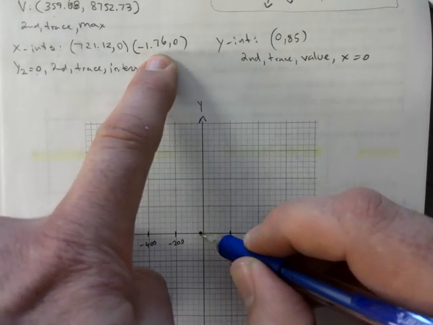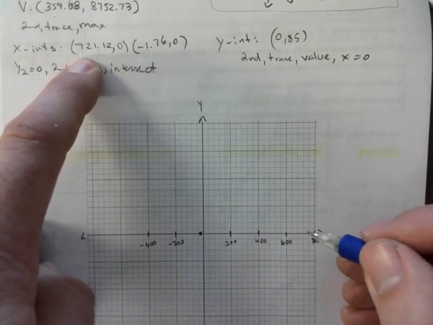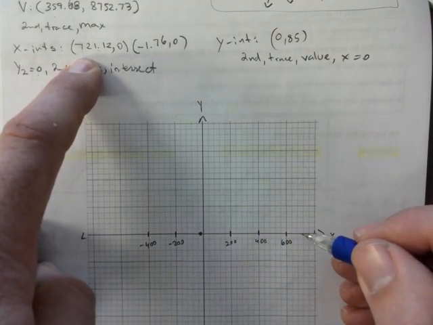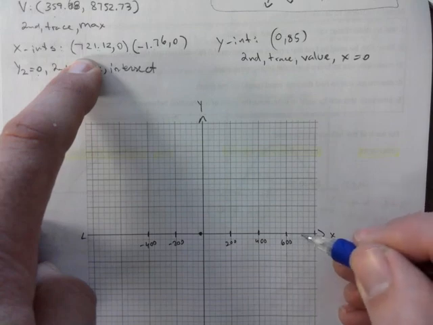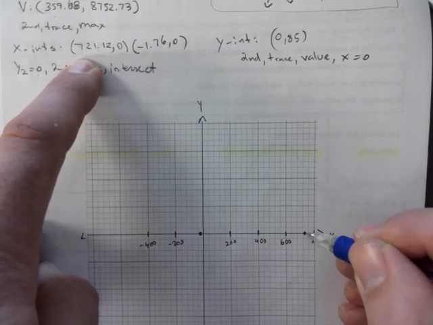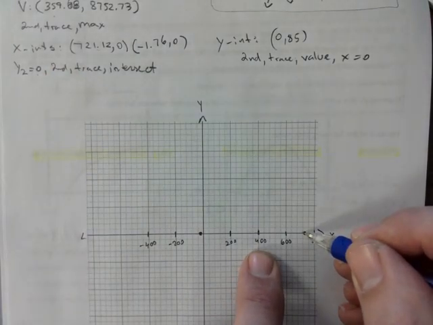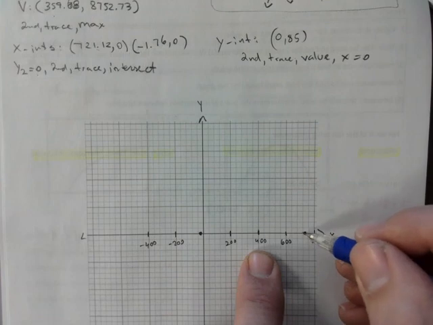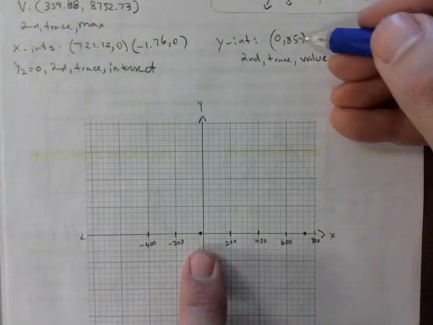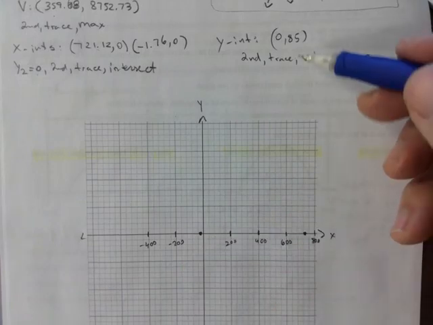Negative 1.71 is so close to the origin there. You plot that one. Plot the 721. 700 is going to be right in between 600 and 800. So 721 is just a little off to the right. Close enough is good enough. That's our saying and applied. Okay, 0.85, that's my y-intercept.